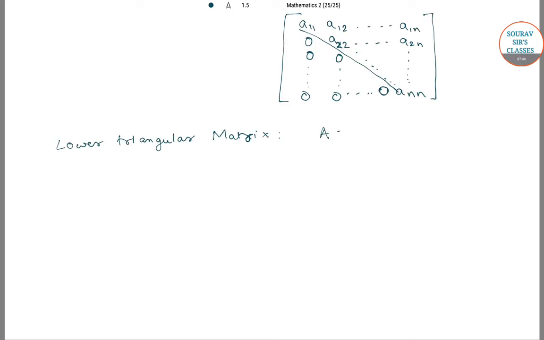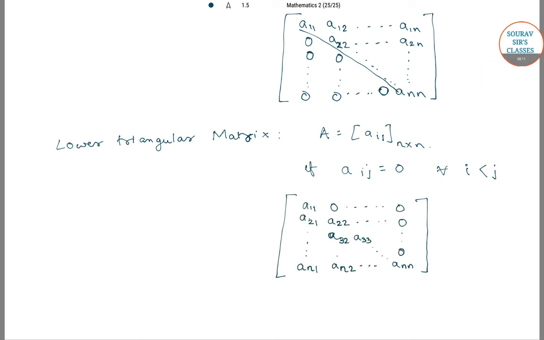Next is lower triangular matrix. A square matrix Aij of order n is called lower triangular matrix if Aij is equal to 0 for all i less than j. This is a lower triangular matrix, and as we can see, all the elements above the main diagonal are 0.